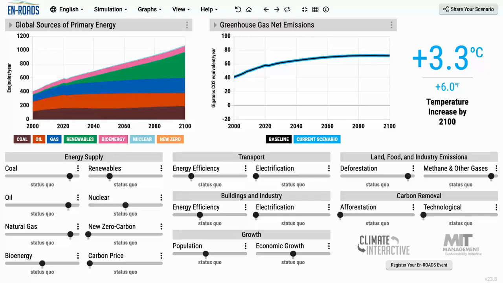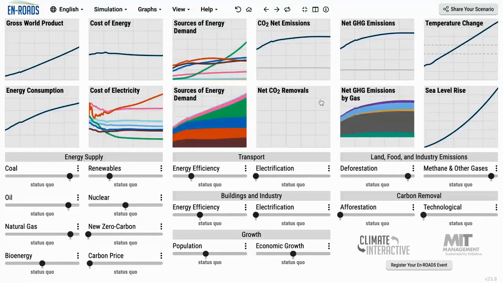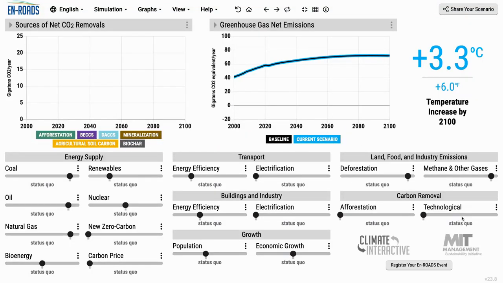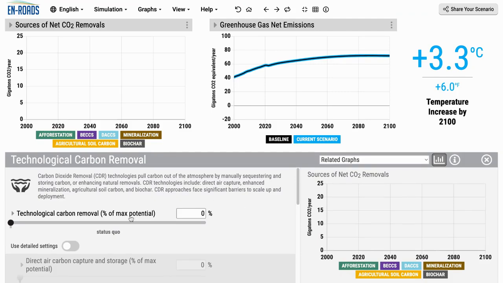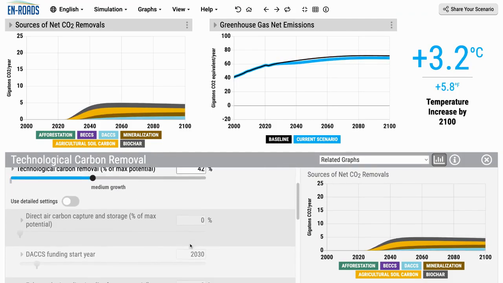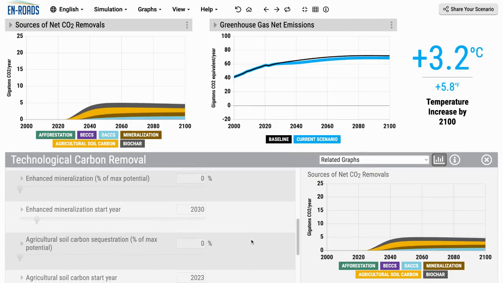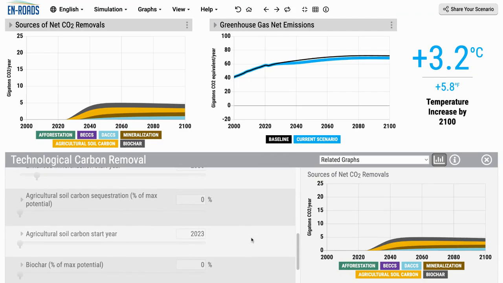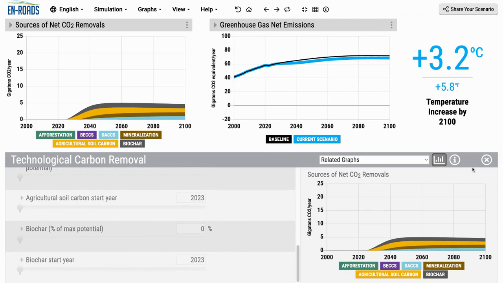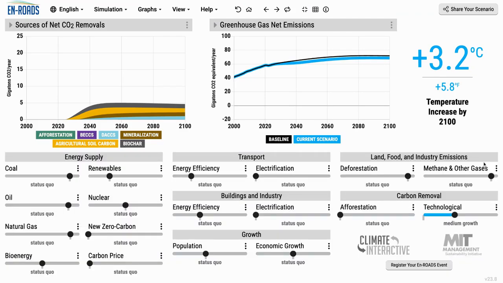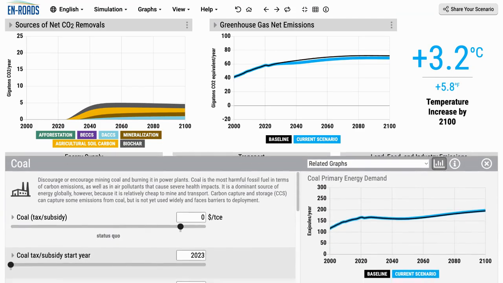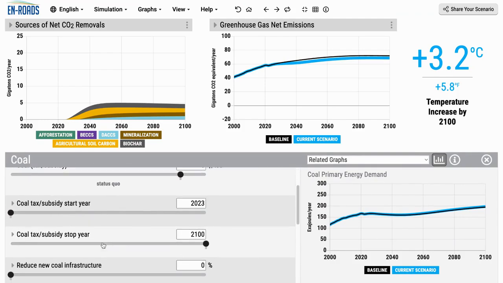Here are some cool advanced climate policies and features in the model not to miss. One of them is under carbon removal, where when one changes this, they can see that you can change different types: direct air capture, enhanced mineralization, agricultural soil carbon, and biochar. Also, when one affects coal use, one can just tax coal, but it's also possible to take other actions, such as stopping building new coal infrastructure.